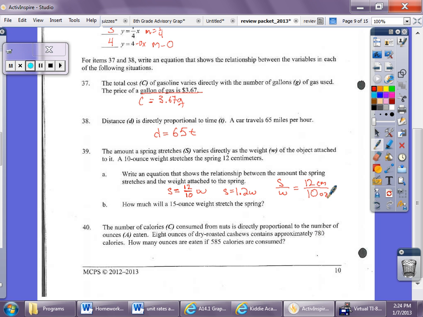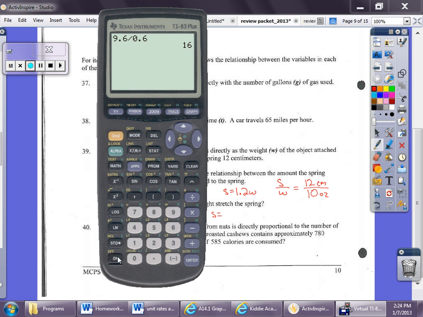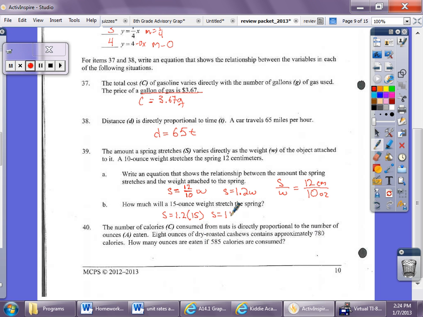And then B asks, how much will a 15-ounce weight stretch? Well, we simply put 15 in for our weight, so S equals 1.2 times 15. I believe 1.2 times 15 is 18. So it will stretch 18 centimeters. Or we could have also used our second equation. We put in 15 for our weight, so S over 15 equals 12 over 10.